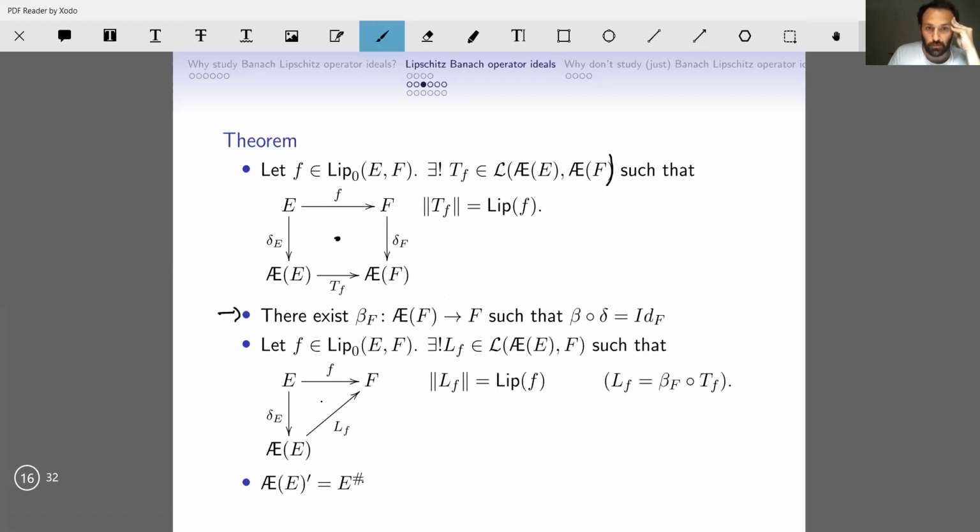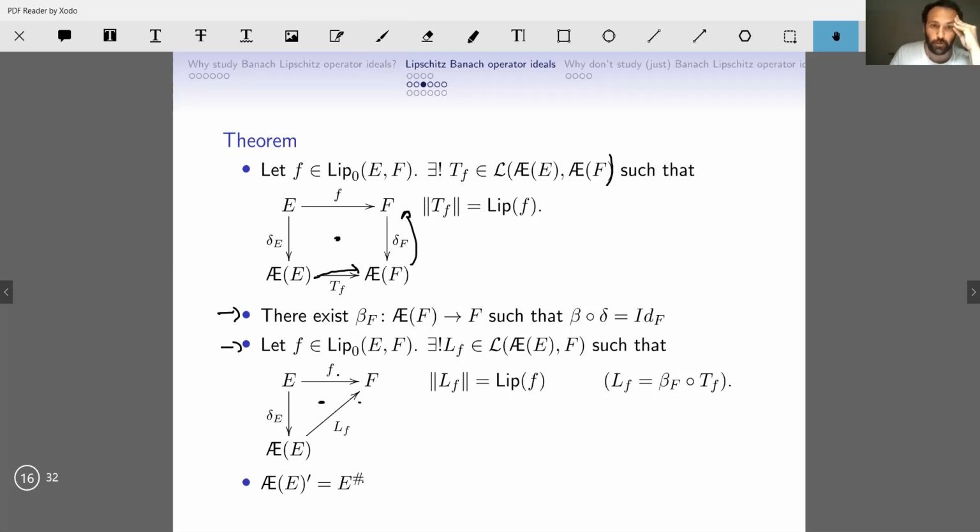And using this beta map I said before, we can get the linearization of a Lipschitz function. For any Lipschitz function f from E to F, we can get a linear operator L_f from the Rn space of E to F, such that this diagram commutes. Okay, how can we construct L_f? Well, it's just T_f composed with that beta. So this L_f is called the linearization of f.